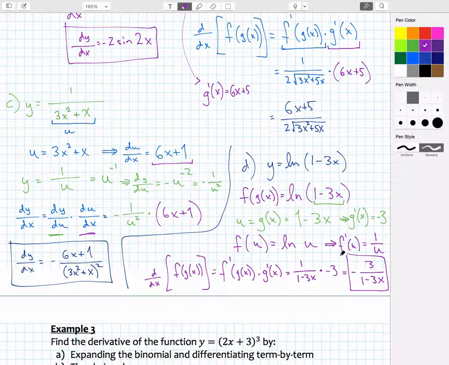So you can see this chain rule is really powerful. It's really going to open up doors in terms of the types of functions that we can differentiate here.